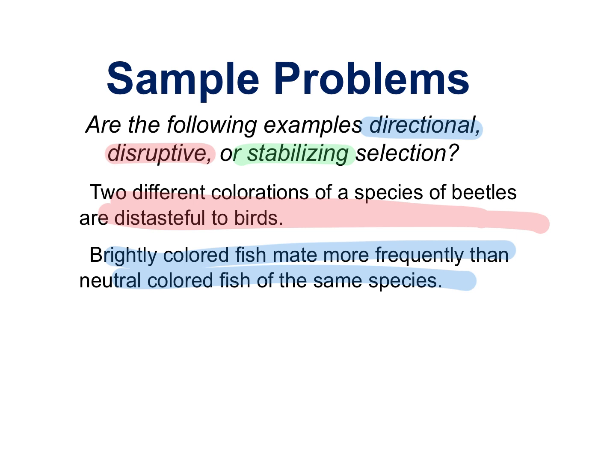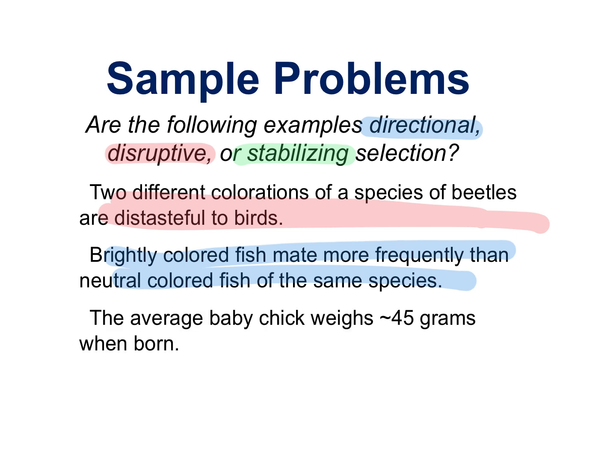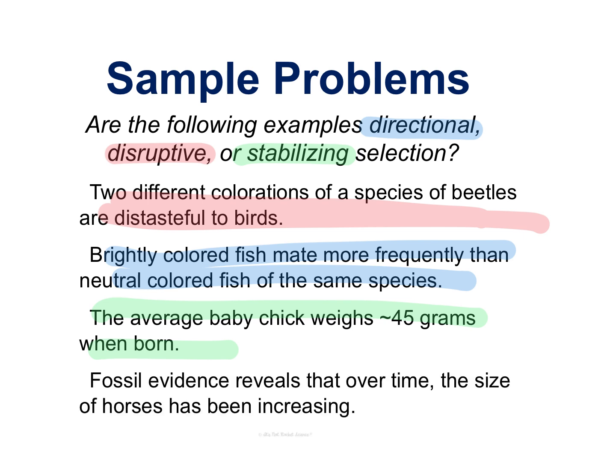This is directional selection. And a third example we have is the average baby chick weighs 45 grams when born. So the average is going to be towards the middle. We're going to want to normally be in this range, so it is stabilizing. And the last example, we have fossil evidence reveals that over time, the size of horses has been increasing. So if we're moving towards one direction, that is going to be directional.